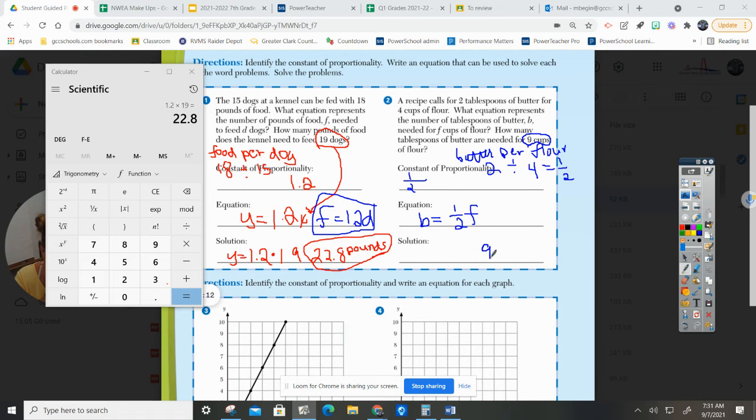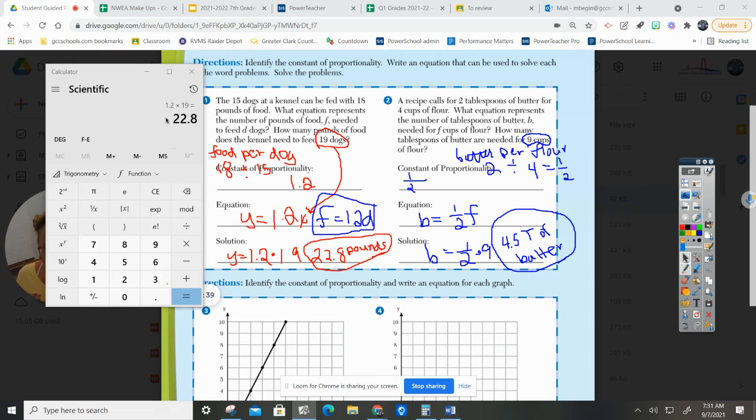So I'm going to put 9 in where it says flour, and I need to take half of it. And I can do that in my head. Half of 9 is 4.5. So we need 4.5 tablespoons, which is a capital T, of butter. Writing with a mouse is not the easiest thing.